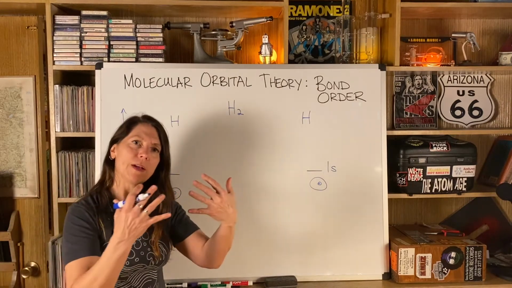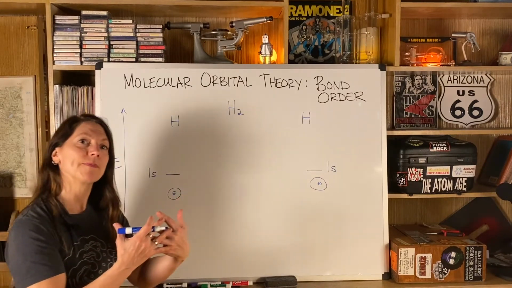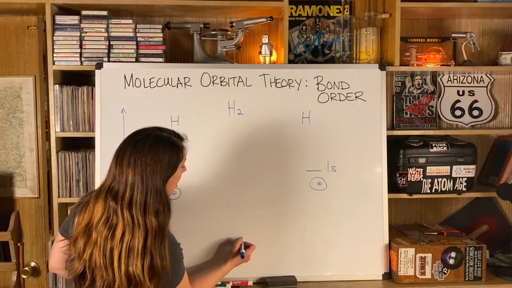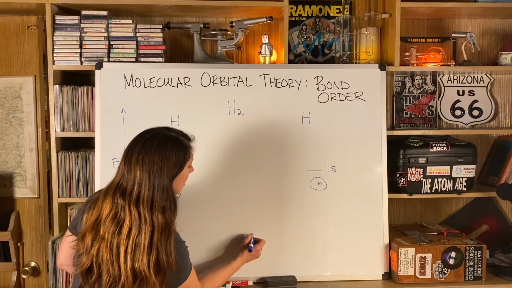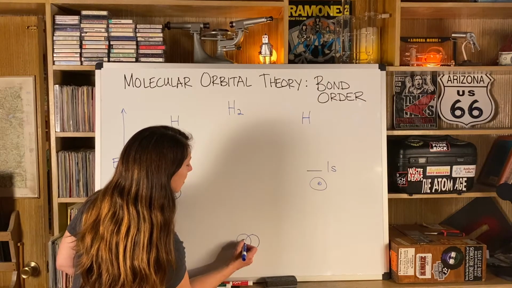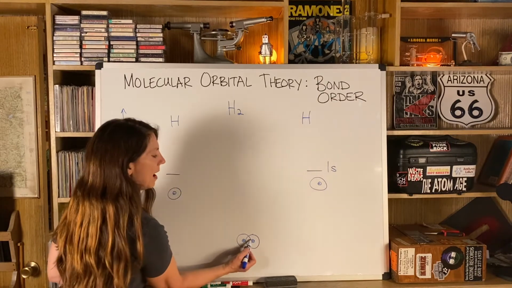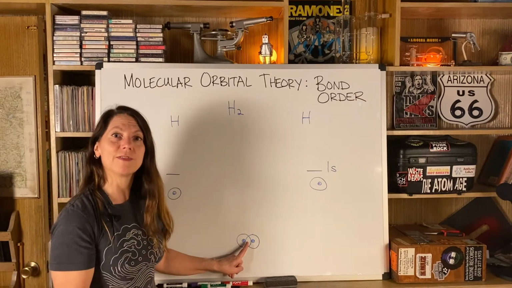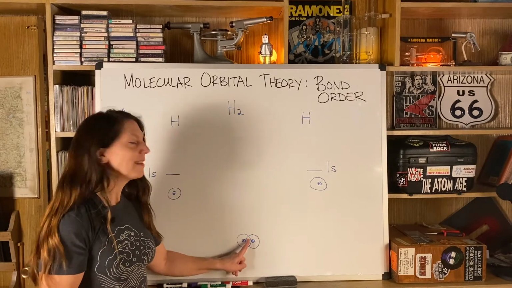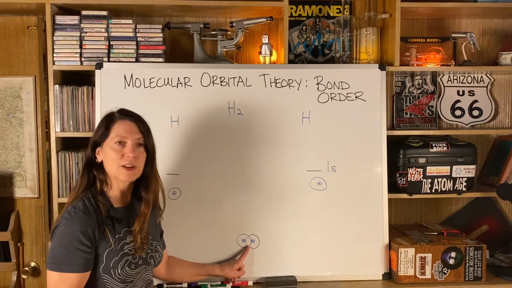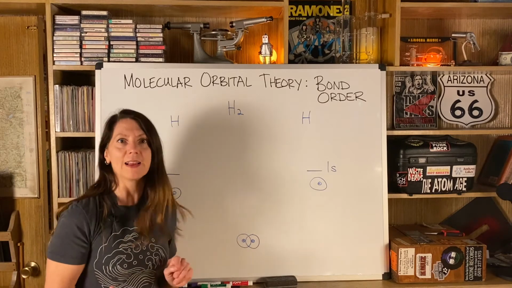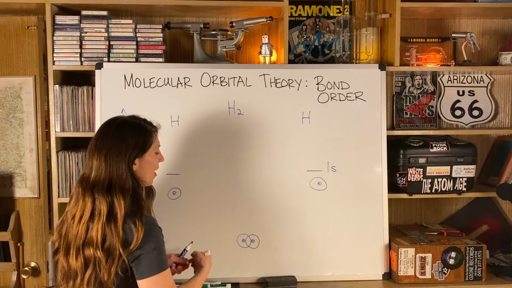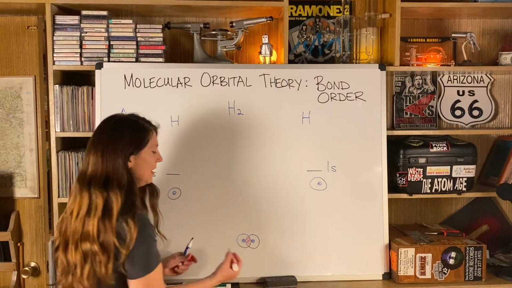Okay, and now we imagine them coming together, overlapping. All right, and so let's draw what happens when they overlap here together. Okay, there's our nuclei there, and they're overlapping. And what happens when there is constructive interference? When you're adding together that probability of finding an electron between the two nuclei, we're going to have an even greater probability of finding an electron between the two nuclei in here.